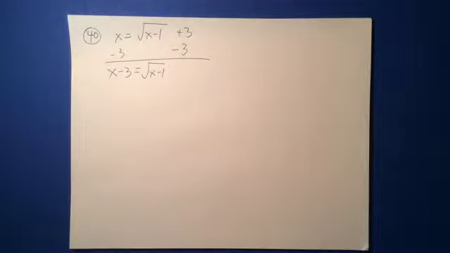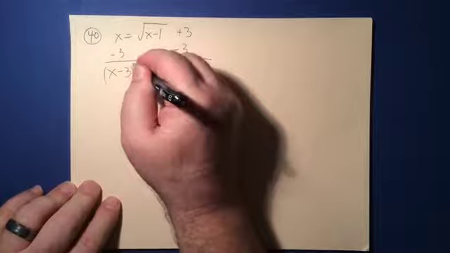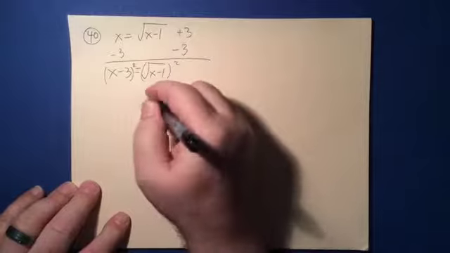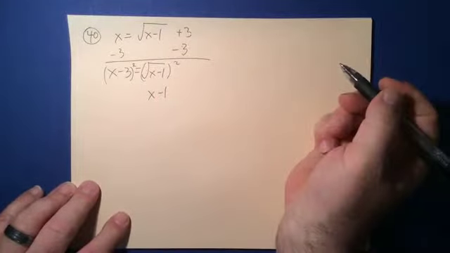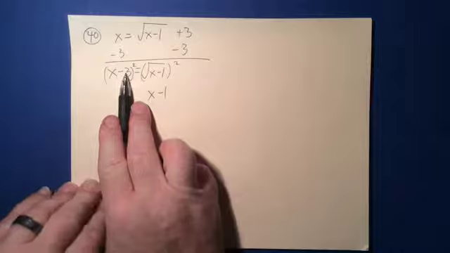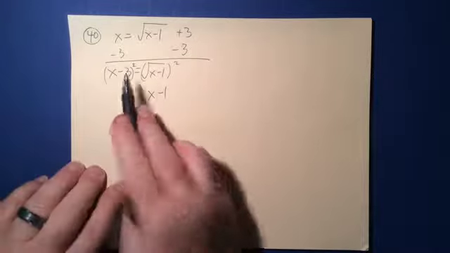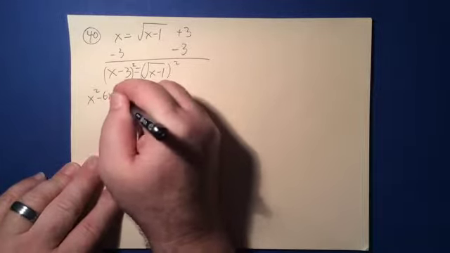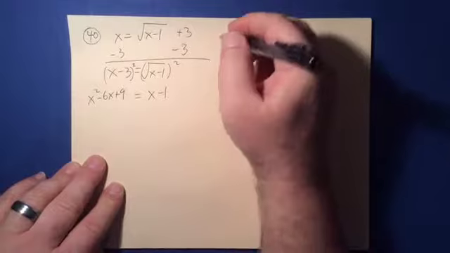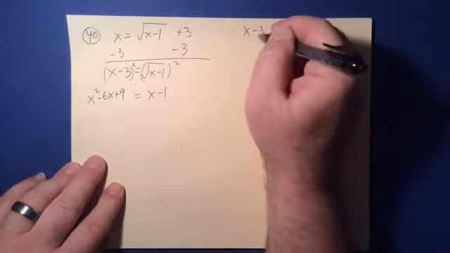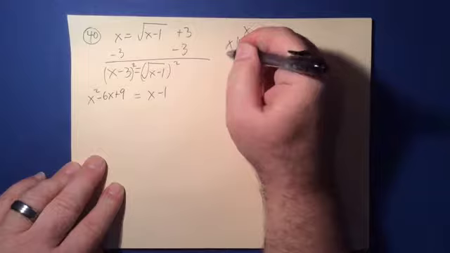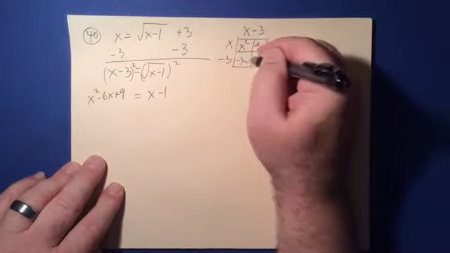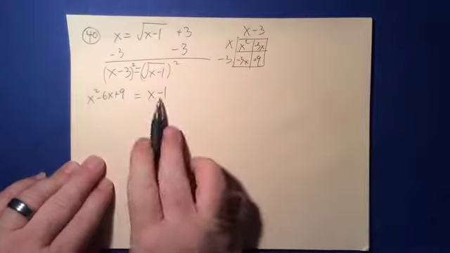When I square both sides, I now need to square the binomial that results from subtracting 3 from both sides. Here, the radical is going to disappear and simply give me x minus 1. But when I square x minus 3, it's going to be x minus 3 times x minus 3, or x squared minus 6x plus 9. We get that by taking x minus 3 times x minus 3 and then multiplying it out and combining everything together to get this.